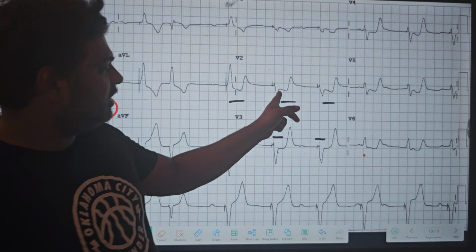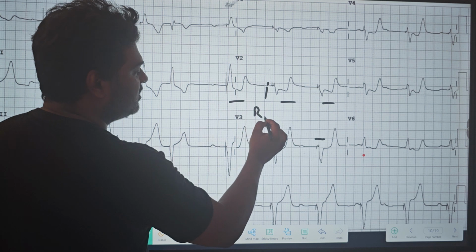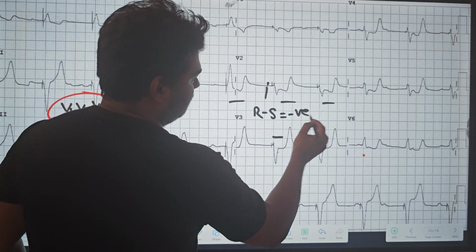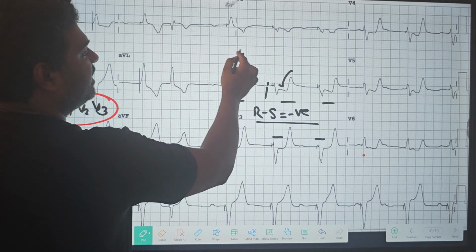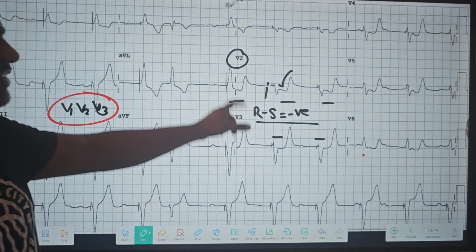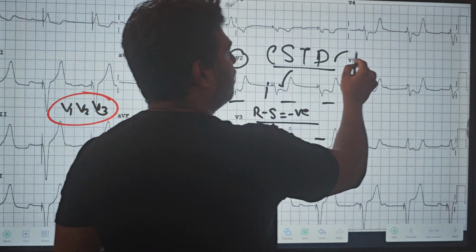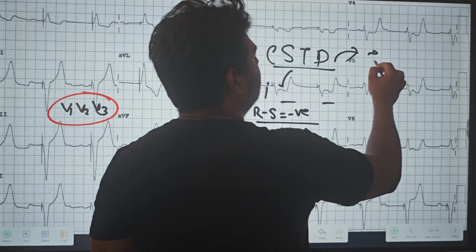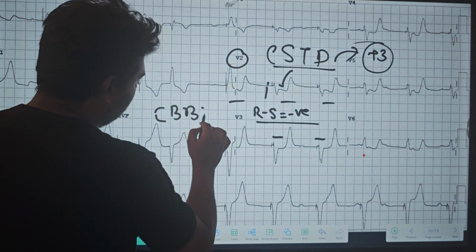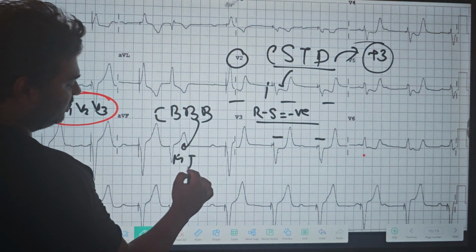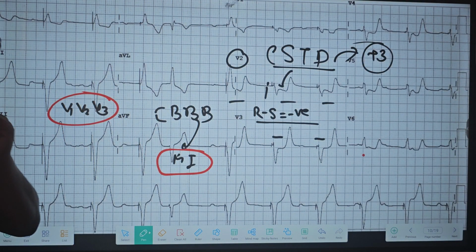So if you look at lead V2, this is R, this is S, so R minus S is negative and there is ST segment depression in this lead V2. That means this is a case of concordant ST segment depression. And how many points do we give it? We give 3 points. That means there is a high chance that this left bundle branch block is possibly because of the MI. So this is how we apply the Sgarbossa criteria in left bundle branch block.